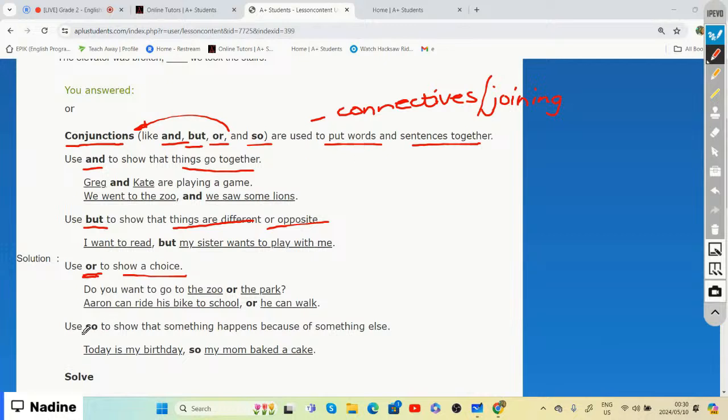And then we have so, and so is used to show that something happens because of something else, right? My hands are freezing, right? Because I did not wear my gloves, which means that I've got to put on my gloves. So my hands are freezing. One thing happened because of another thing. My hands are freezing because of the fact that I did not put on my gloves, right? That is so.